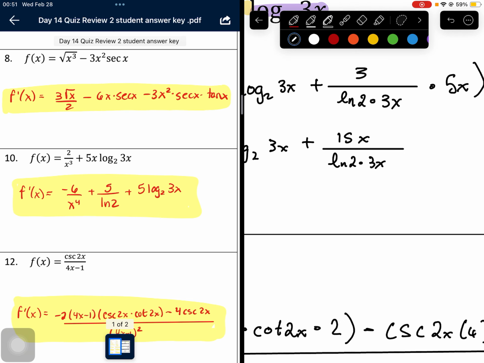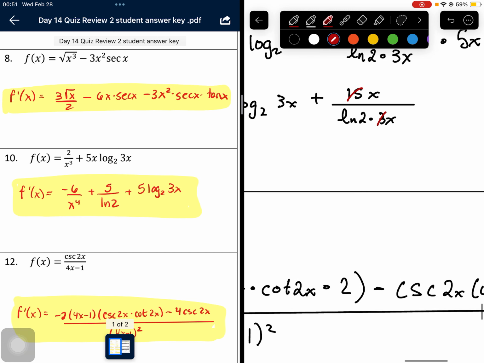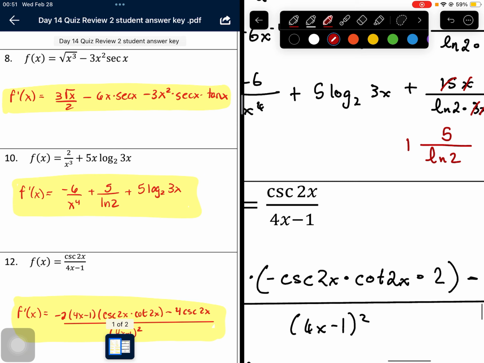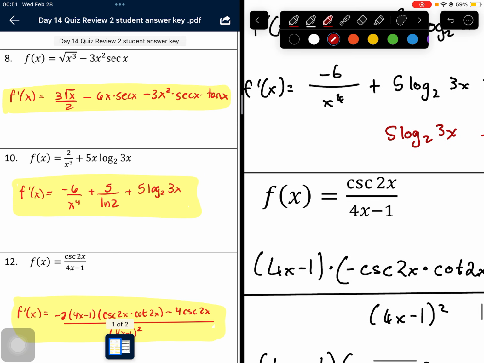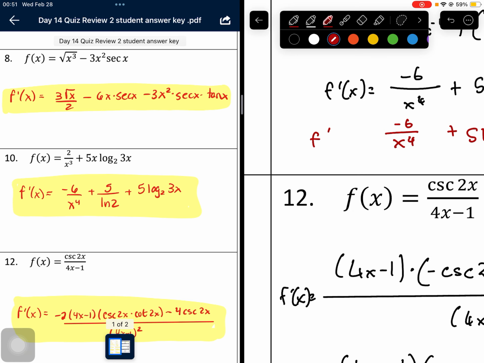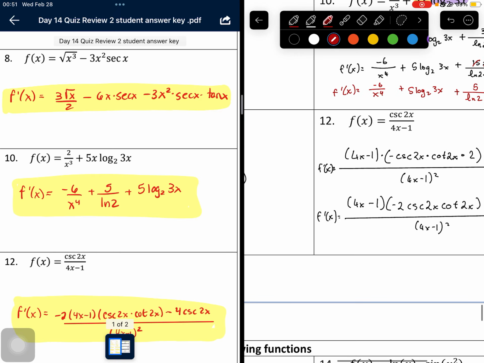Oh, I see. That 3 and the 5, that's where we didn't do it. So let me just quickly do that. So that's 3 and the 15 go away. So therefore it's going to be... And the x's would also cancel. So we just have a 5 over natural log of 2 plus 5 log 2, 3x plus negative 6 over x to the 4th. There you go. So, you know, always double check.